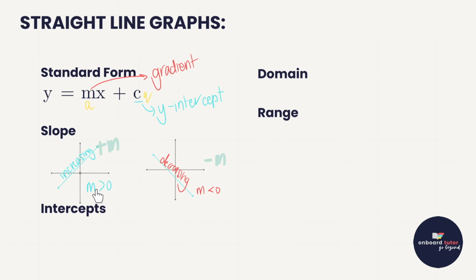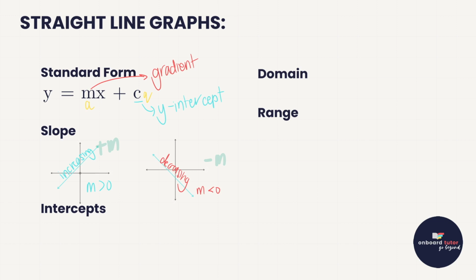So greater than 0 means m is all the numbers bigger. So think about numbers bigger than 0: 1, 2, 3, 4, 5. Those are positive. Or m is smaller than 0. That means negative. Think about numbers that are smaller than 0: minus 1, minus 2. Those are all our negative values.